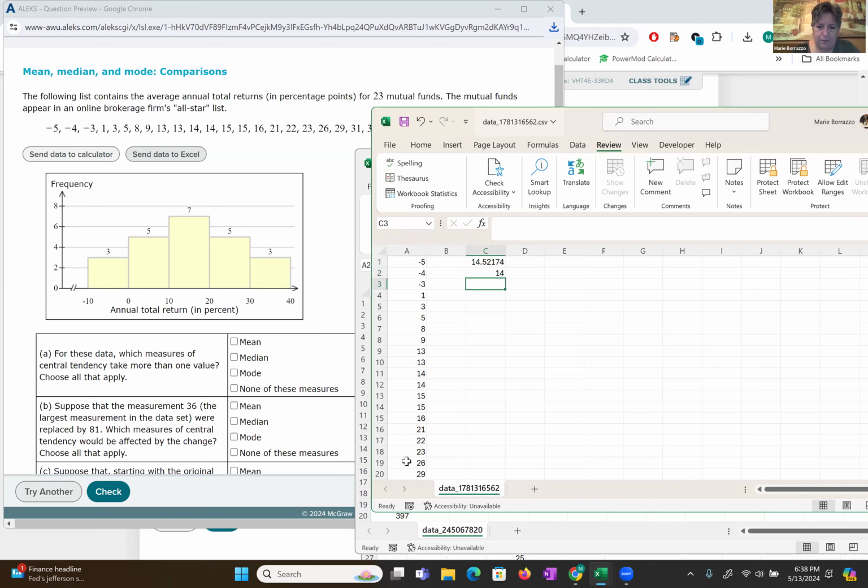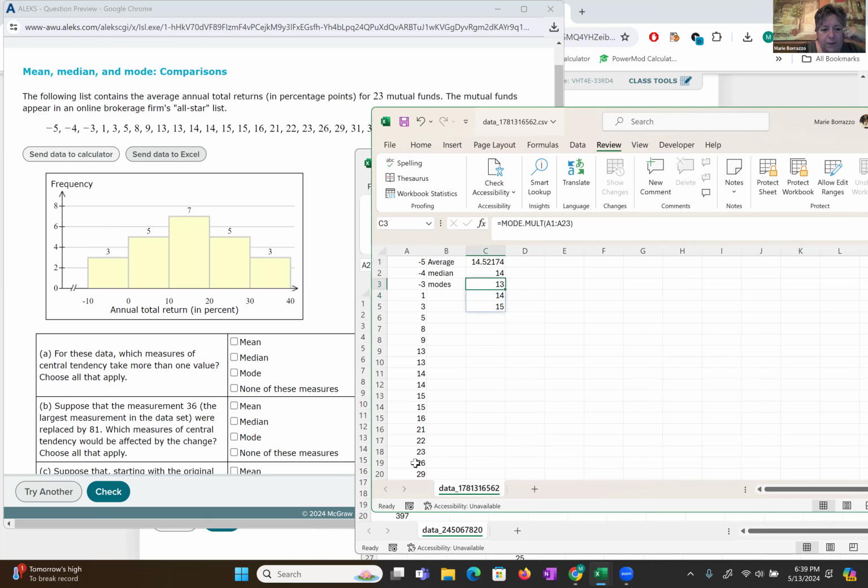Okay. And we're going to do the modes. All right, so those are our modes. Those, it looks like two. So there's the average or mean. There's your median. And these are the modes. The modes are 13, 14, 15.